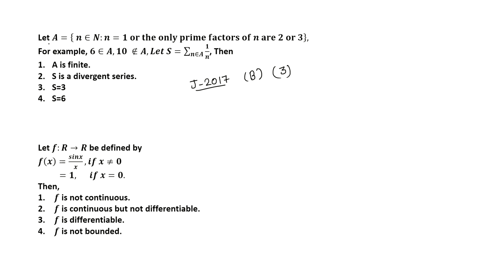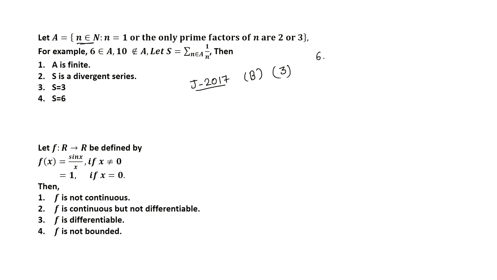The first question is, let A be the set of all n belonging to N such that n is equal to 1 or the only prime factors of n are 2 or 3. So a set A is defined, which is basically a subset of natural numbers, and it contains all those natural numbers where either that natural number is 1 or the only prime factors which that natural number can have are 2 or 3. For example, 6 belongs to A, 10 does not belong to A.